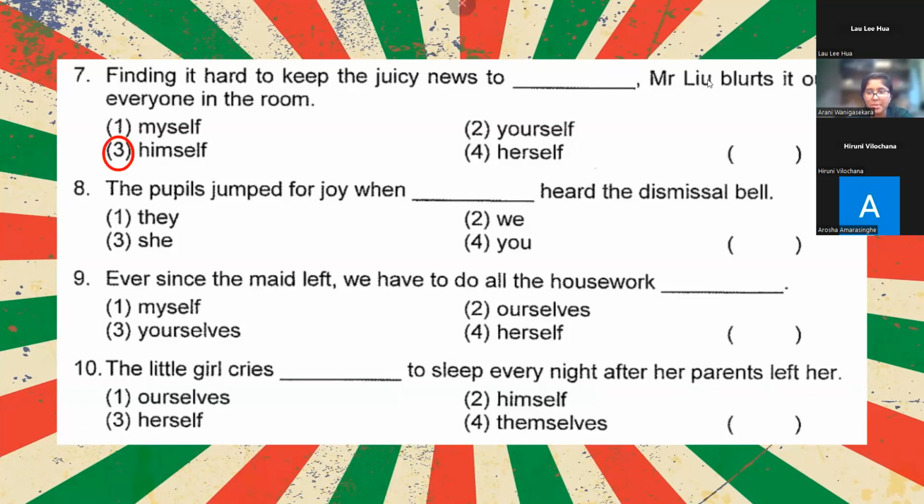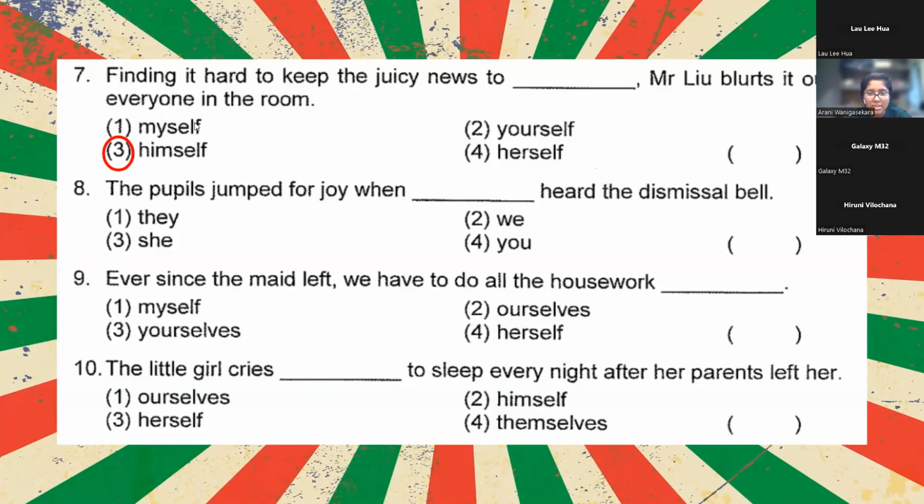So when you don't know whether Liu is a female or male, right? But in here it says Mr., right? So when you say Mr., basically you're referring to a male. So you can't use herself. So it has to be himself. Is that clear? Yes. Okay, good. And it can't be myself because we're not talking about yourself, right?